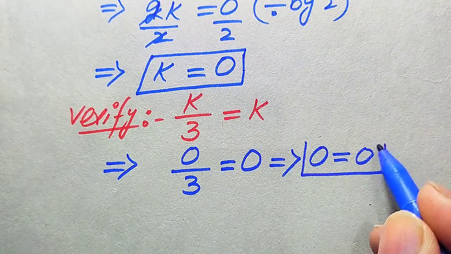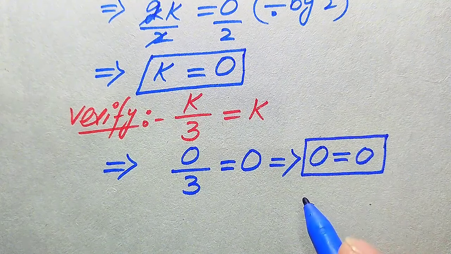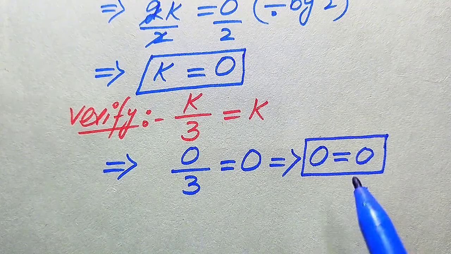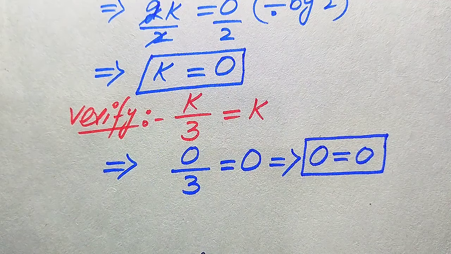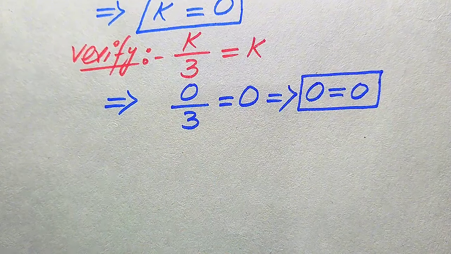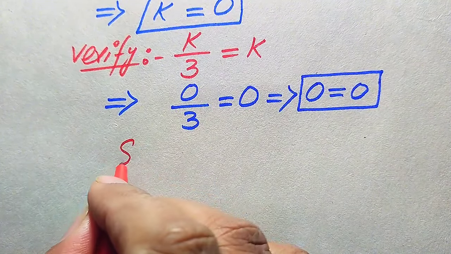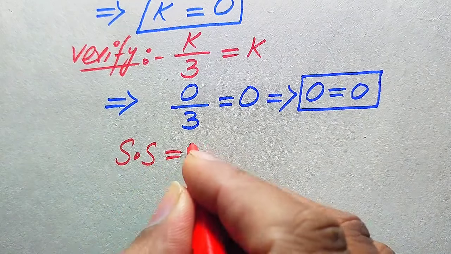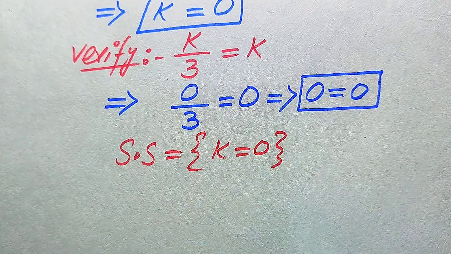So here we easily get both of the sides equal. If both of the sides are equal, this means that the value k equals 0 satisfies our given question statement. So we say that k equals 0 is the solution of the given equation. We write it here: the solution set of this problem is k equals 0.